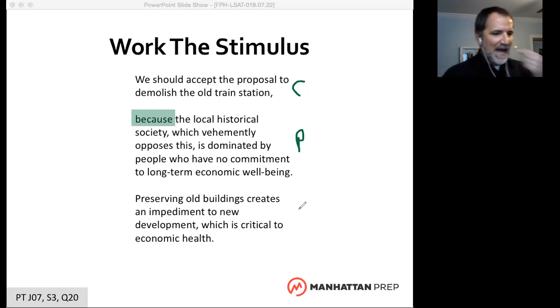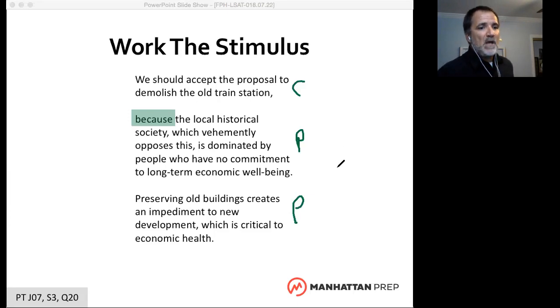Well, now, what about this last thing? Preserving old buildings creates an impediment to new development, which is critical to economic health. Well, that sounds like another reason, more support for why we should demolish this poor old train station. So now my hypothesis, my theory, is that the first statement is the conclusion. These next two statements are premises.